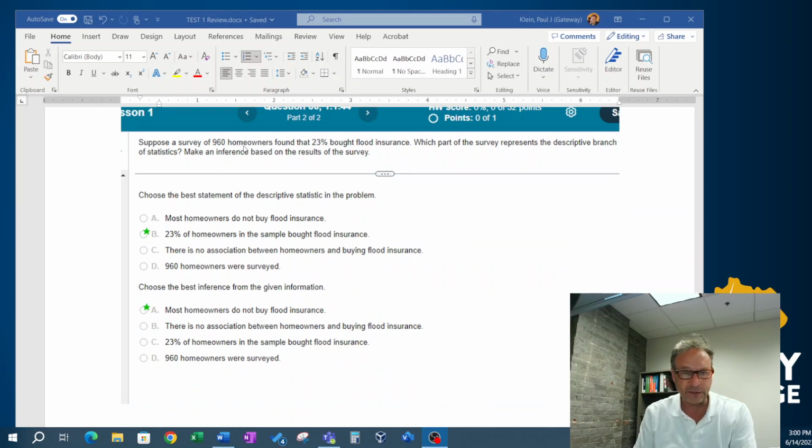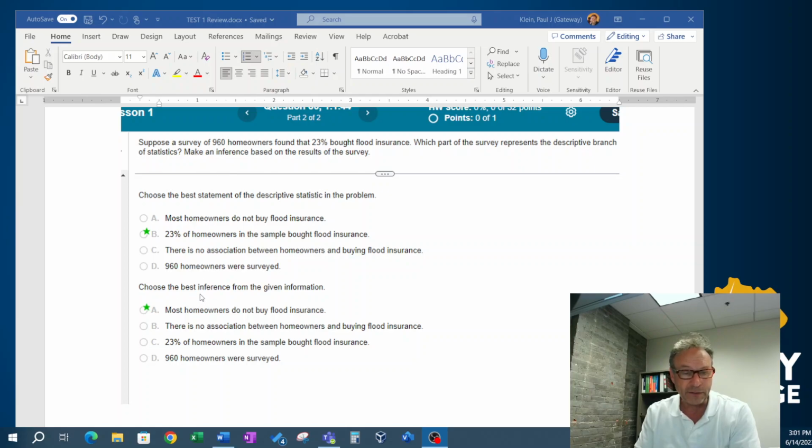Suppose a survey of 960 homeowners found that 23 bought flood insurance, 23%. Which part of the survey represents the descriptive branch of statistics, and then what's the inference, right? They're saying there's two types of statistics, descriptive and inferential. Descriptive has to do with the actual calculation that you make on your sample, okay? So this 23% here, that is the statistic. Choose the best statement of the descriptive statistic. It says, out of 100%, only 23% bought flood insurance. That's describing the sample, right?